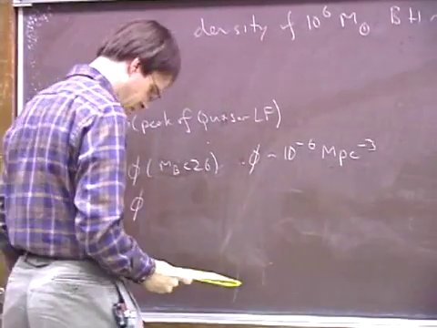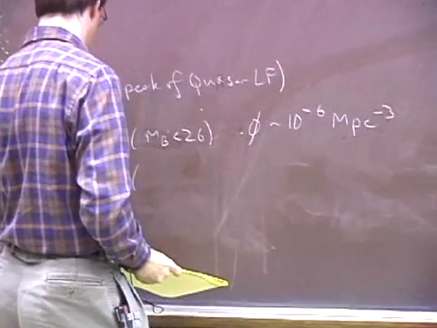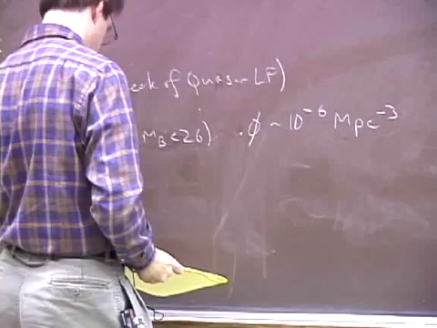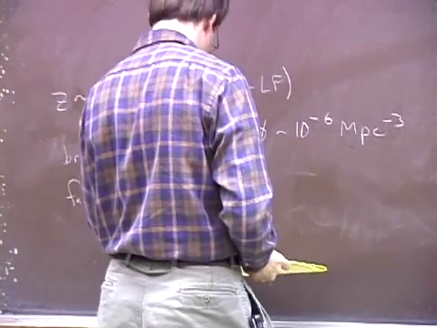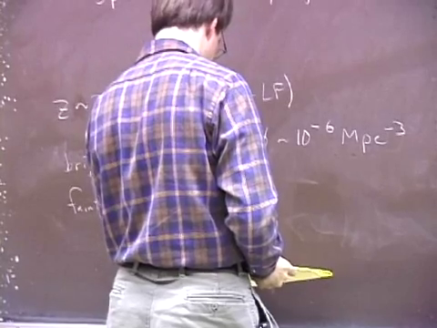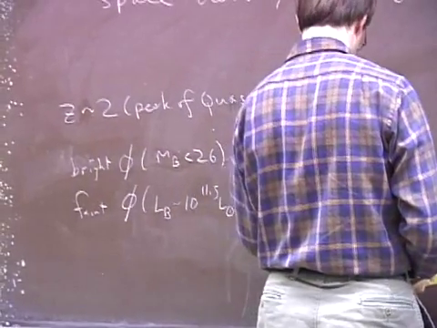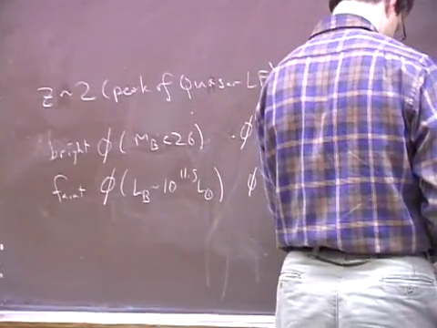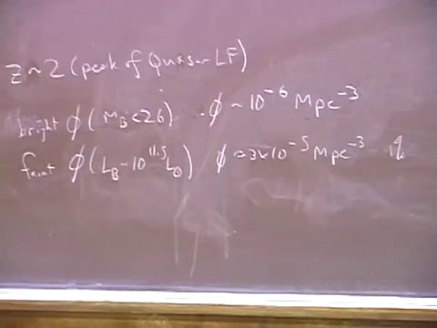If you look for faint quasars, and I'll translate these MBs into solar luminosities, the space density is about 3 by 10 to the minus 5 per cubic megaparsec. So that's 1%.